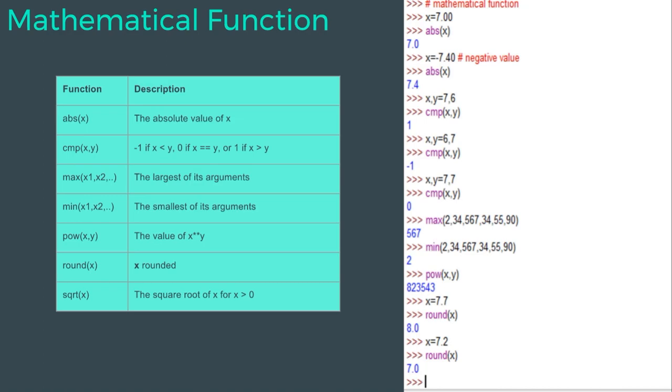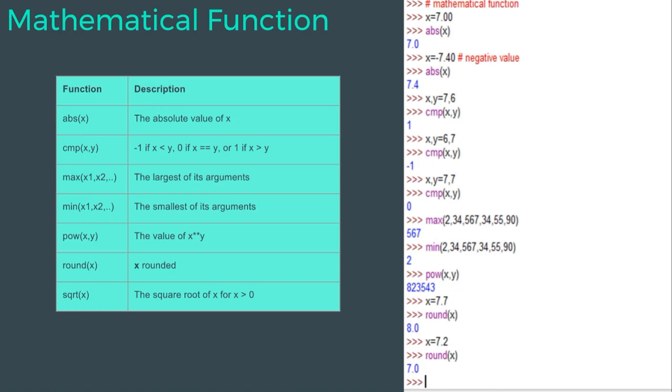x, y is 7, 6, means x is equal to 7 and y is equal to 6. If we compare x and y, the answer will be 1 because x is greater than y. Here 7 is greater than 6, so the answer will be 1.